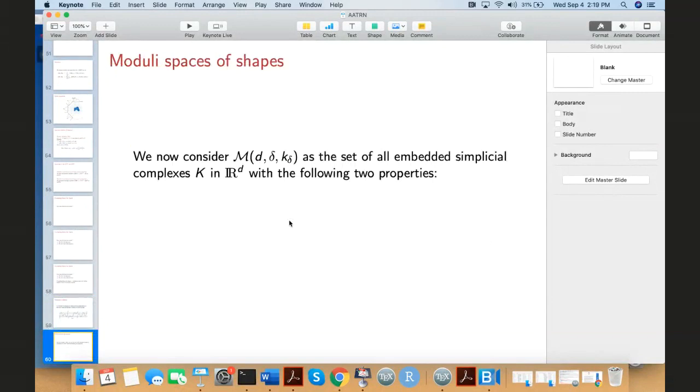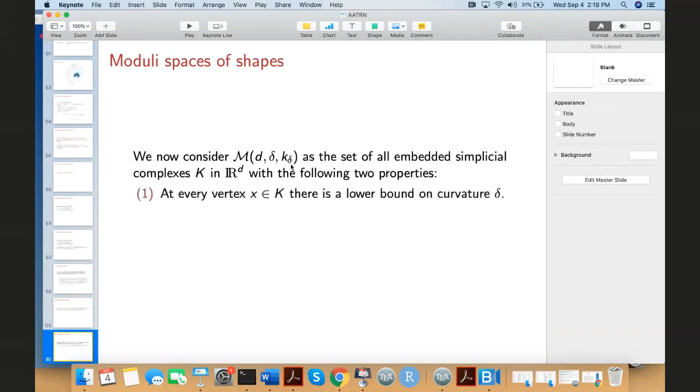Okay, so now I'm going to try to give you some idea of how we can control how many directions you need. And this is the story that we're going to tell. We're going to define a moduli space of shapes, okay? And all of these shapes are going to be embedded simplicial complexes in R^d. Just think about R^3, like I was showing you earlier in terms of the teeth or the heel bones. They're going to have two parameters. One is delta, one is k delta.